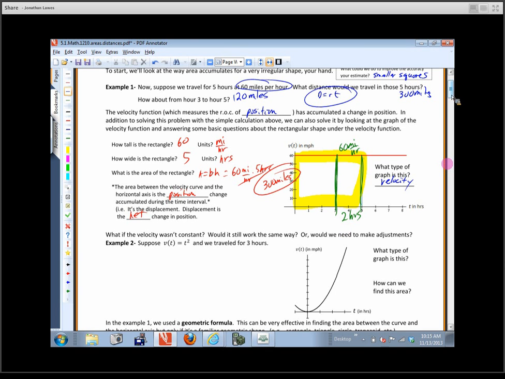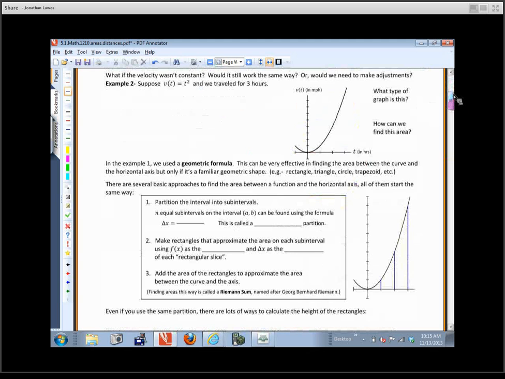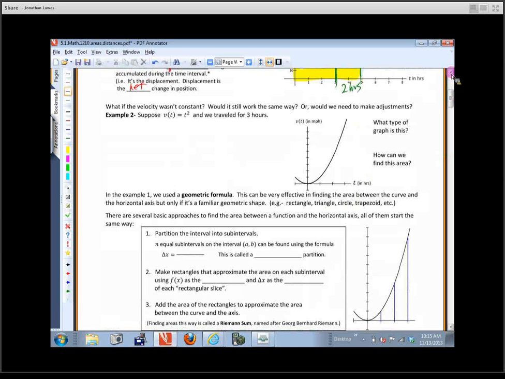Okay, so that is a very simple shape, a very simple function, a constant function, a rectangle. But usually things don't turn out that easy. So what if we had a function that was like this? What if we changed our velocity function? What if it wasn't a constant? Could we do the same type of thing to figure out how much distance we'd covered?